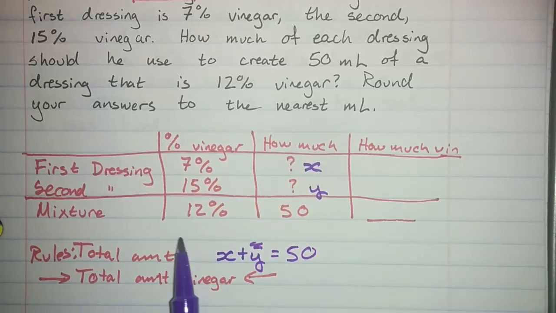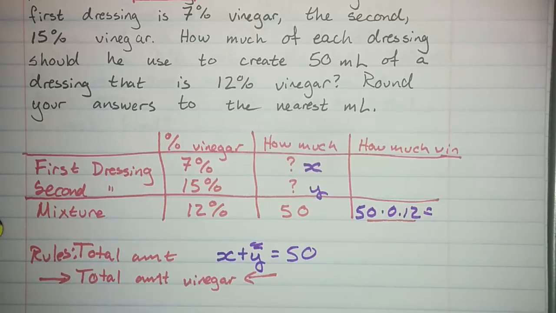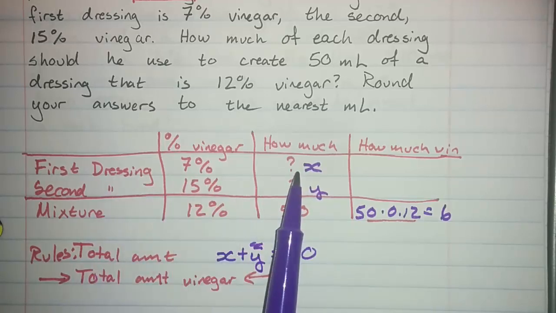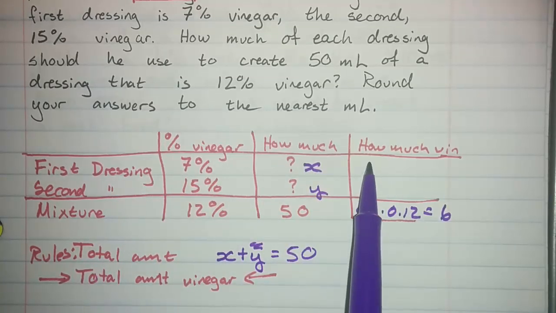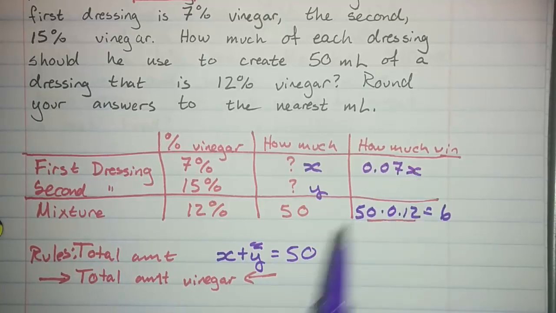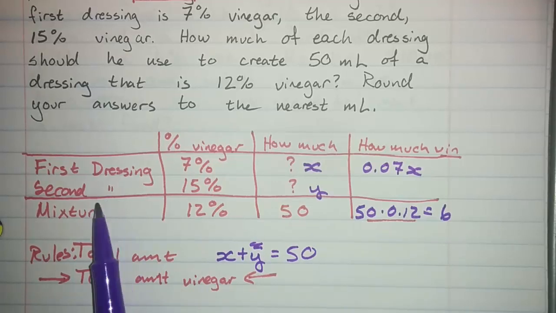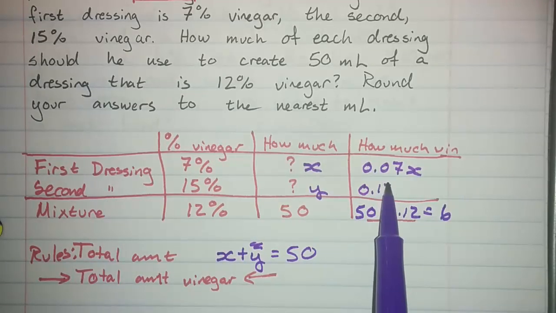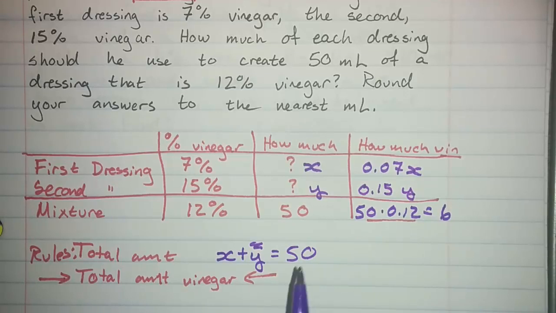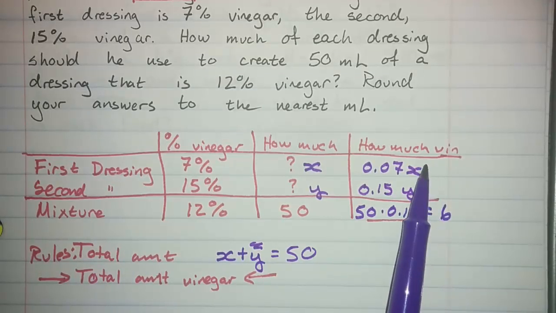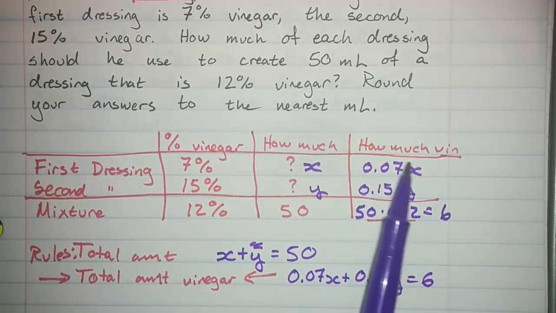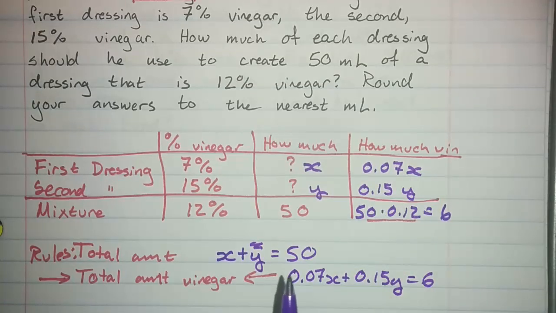How much vinegar is in the mixture? It'll be 12% of my 50 milliliters. That's 50 times 0.12. I'll have 6 milliliters of vinegar in my mixture. How much do I get from my first dressing? 7% of X, 0.07x. How much do I get from my second dressing? 0.15y. And then the amount in the mixture is the amount from the first dressing plus the amount from the second dressing. This is why we talked about these linear models from mixtures earlier, by the way.